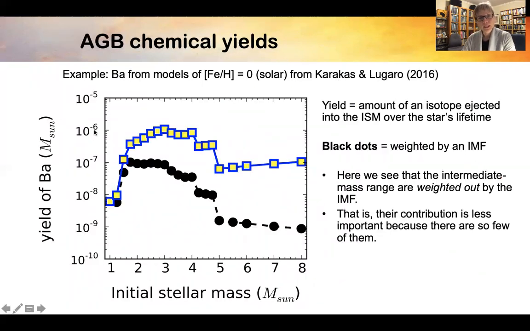So this now is my yield of barium. I've just zoomed up. So I've got initial stellar mass versus the yield of barium in solar masses. The raw yield is shown by my, again, blue squares. Now I've weighted by a Salpeter initial mass function. So here we see that the intermediate mass range over 4 has been weighted out. That means that their contribution is less important simply because there are few of these stars in the galaxy.